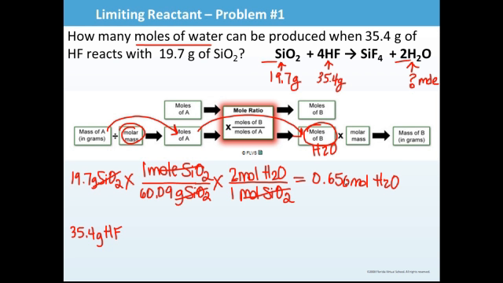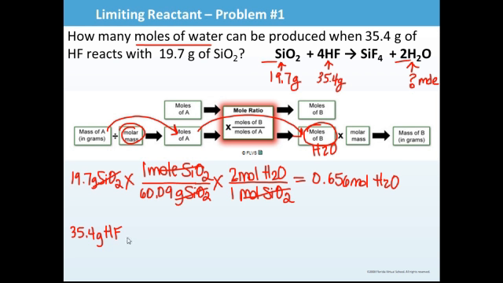Remember my beginning problem. If I had 3 pieces of meat, so if I used all 3 pieces of meat, I could make 3 sandwiches. Do I have enough bread? Same thing here. If I use all of my silicon dioxide, this is how much water I can make. Well, do I have enough HF? Well, the only way to know is to see how much of my product this will make.